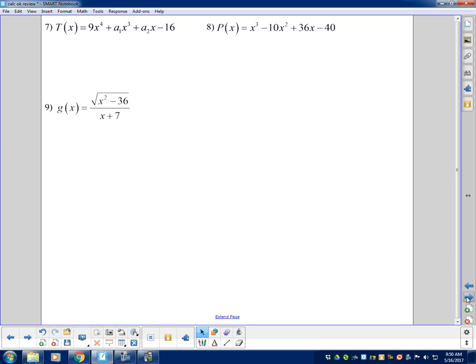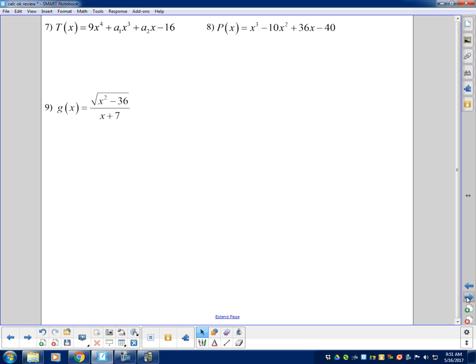It says list all possible rational zeros of t of x. Now I'm not asking you to find them. I actually put an a sub 1 and a sub 2 in there, but we're just using the rational root theorem to find all possible rational zeros. What we mean by that is, what are all the possibilities for values that if you plug them in for x would make that function t of x equal 0.